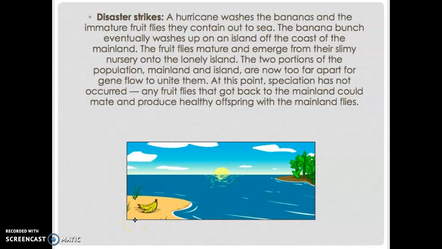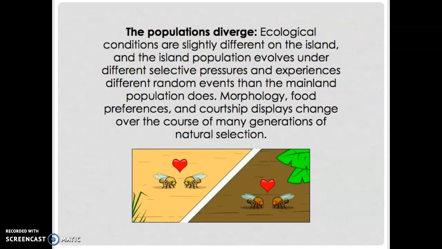But take a look. The plants are different, and the ground is different. Okay, that's important. Right now, if we took these baby fruit flies and somehow got them back to the mainland, they could still reproduce. They are still the same species. Okay, but the populations start to diverge.